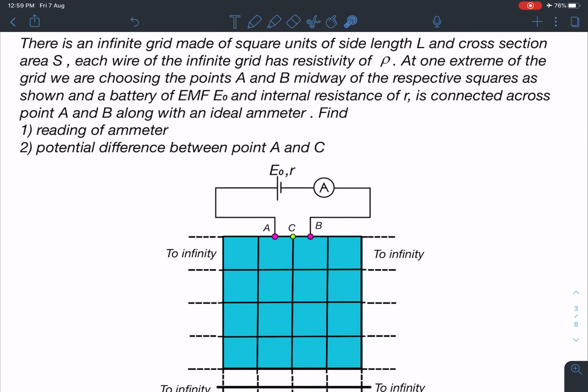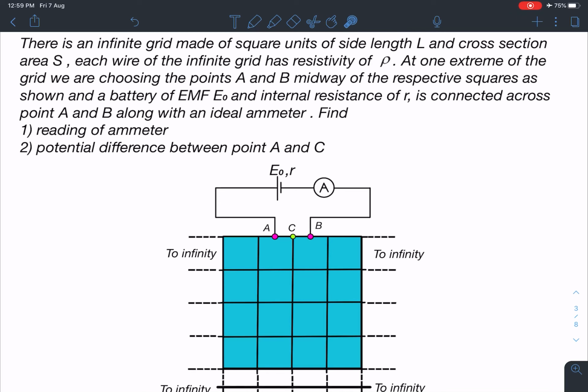There is an infinite grid made of square units of side length L and cross section area S. Each wire of the infinite grid has a resistivity of rho. At one extreme of the grid, we are choosing the points A and B midway of the respective squares as shown, and a battery of EMF E0 and internal resistance R is connected across points A and B along with an ideal ammeter. Find the reading of the ammeter. So we have to find the reading of this ammeter here and the potential difference between points A and C.